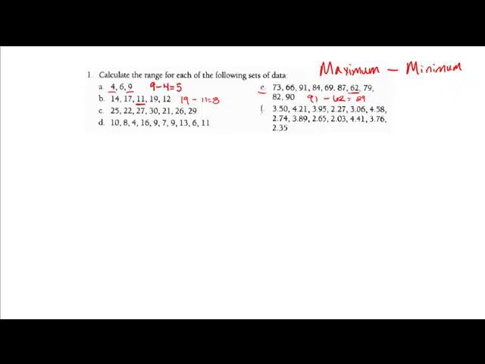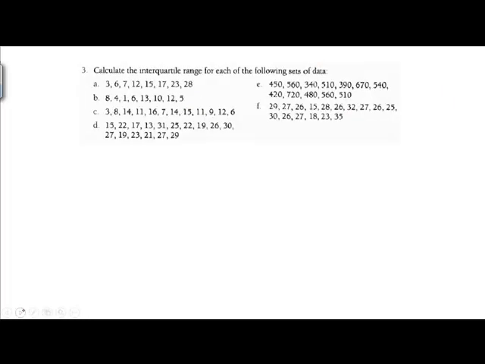So these are pretty easy to do. If you want, go ahead and hit pause and do C, D, and F. And I'll write the answers down and you can check your work. So hit pause. So the range for C, the answer there is 9, D was 12, and F was 2.55. Easy range. Let's go to number 3.